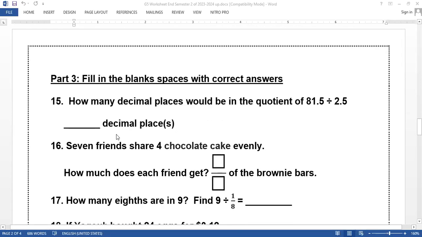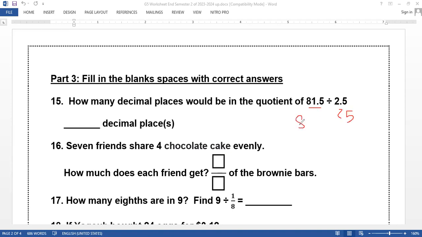Part 3, fill in the blank with the correct answer. How many decimal places would be in the quotient of 81.5 divided by 2.5? Now here we have to be very careful about this. So the best way in this question is to divide. First, dividing by a decimal is not allowed, so we move the point to the right. This becomes 25, one step, and we move this one step.